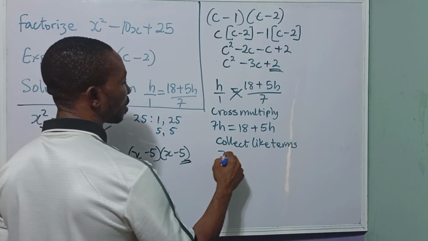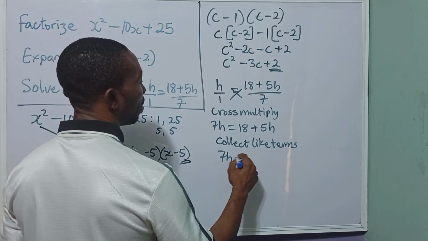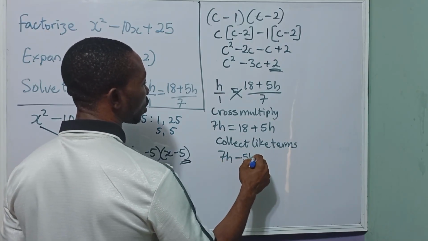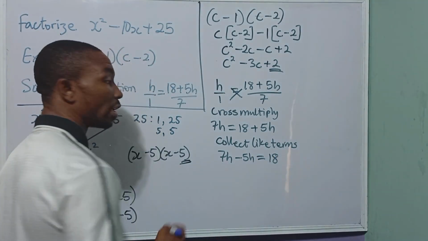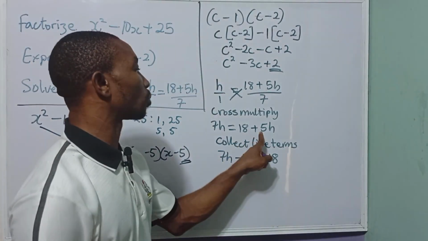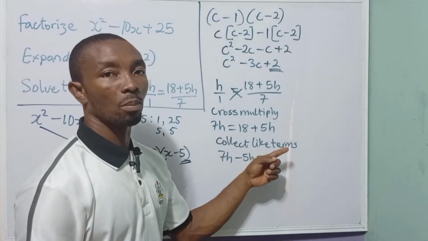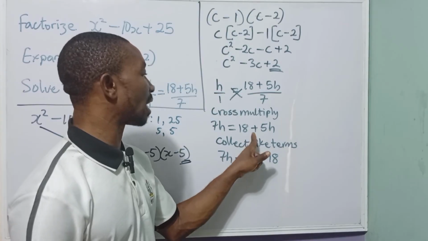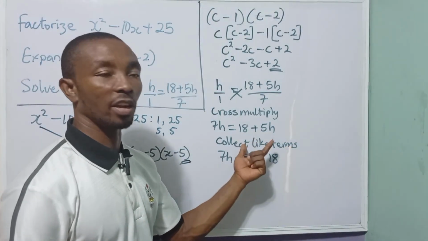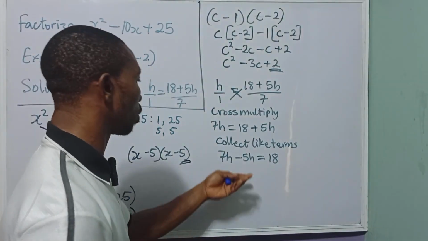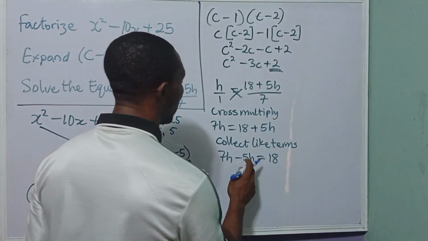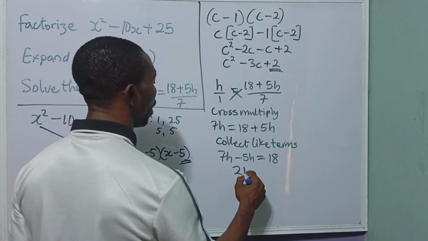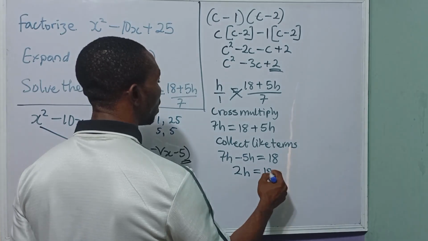Alright, this becomes 7h minus 5h equals 18. In some cases, we can say subtract 5 from both sides. Since this is adding, we'll subtract 5h from both sides, which gives us this result. So from here, 7 minus 5 will give us 2h equals 18.